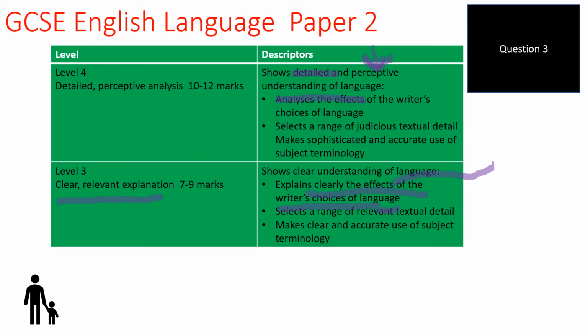If we look at level 4 a bit more, you can see we've got the words "judicious textual detail." That might mean you're using a number of different quotes. And it says "makes sophisticated and accurate use of subject terminology." Sophisticated might mean something that most people wouldn't spot, but your sophisticated terminology can be the fact that you're talking about something being an adverb or an adjective. What you're looking for there is precision, that you're very, very precise with the terms you're referring to.